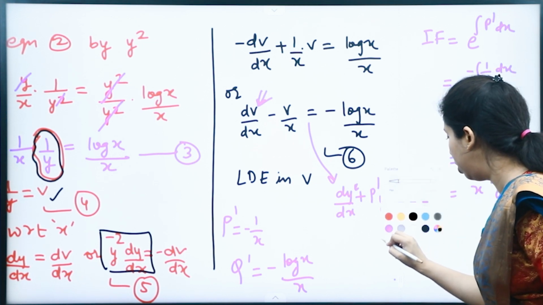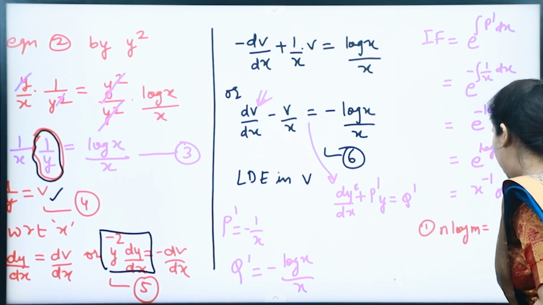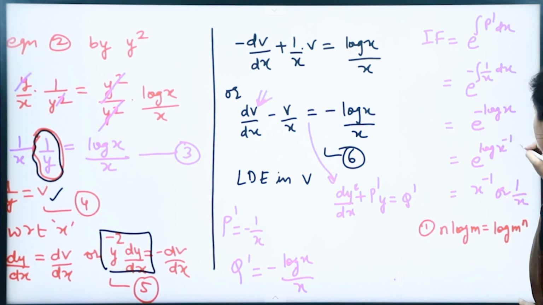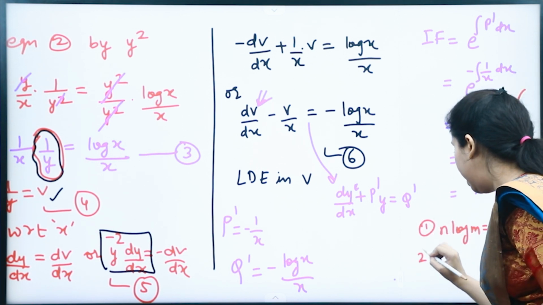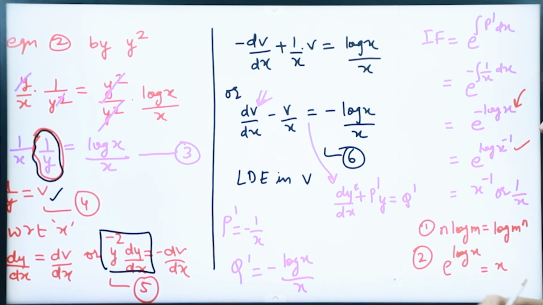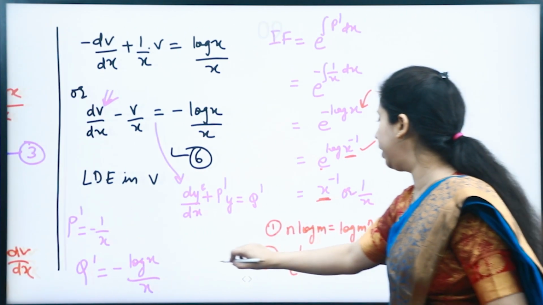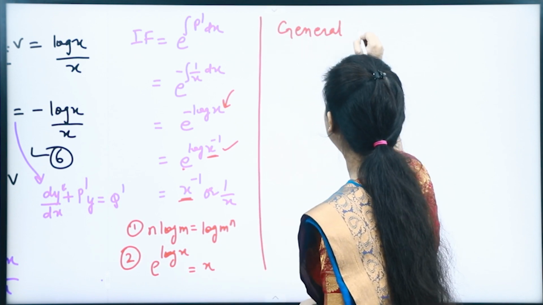So here we have used two properties of log. The first one is n log m is equal to log m raised to the power n. This we have used over here. Minus log x can be written as log x raised to the power minus 1 with the help of this property. And the second property is e raised to the power log x is nothing but x. So that property we have used here. e raised to the power log x inverse is nothing but x inverse itself. So now we have calculated the value of integrating factor. Last step is to write the general solution of equation number 6.